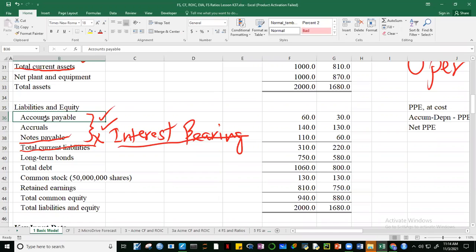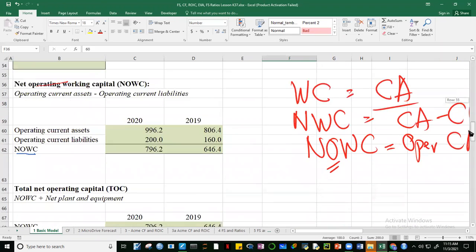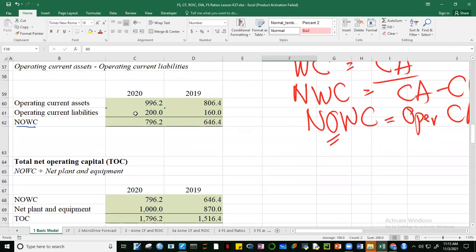So it's expenses already incurred but not yet paid by the company. So these two are the only ones considered as far as operating current liabilities is concerned. So we added these two and excluded the notes payable. Okay, that's how we got this 200 by adding the accounts payable and the accruals. So we get the difference between the two, and that's the net operating working capital.